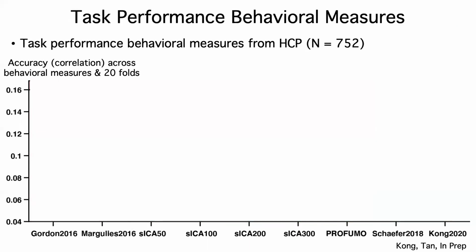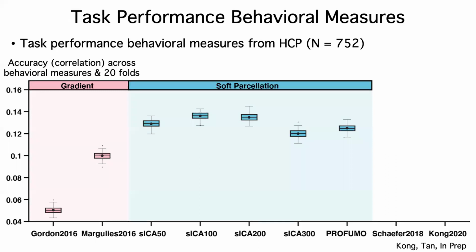We then average prediction accuracies across task performance measures. Again, we first see prediction accuracies of gradient techniques and prediction results of soft parcellations and the results of hard parcellations. Again, prediction accuracies of gradient techniques are lower than parcellation approaches.